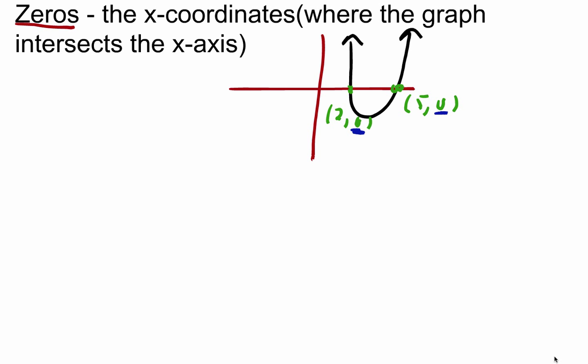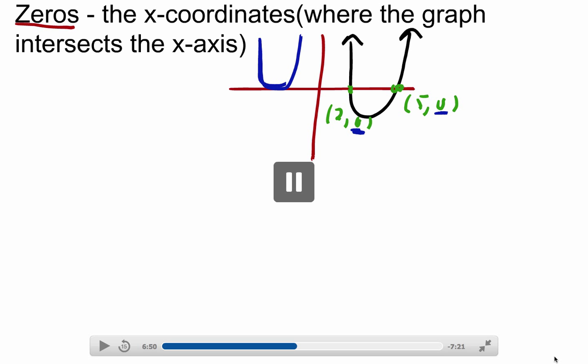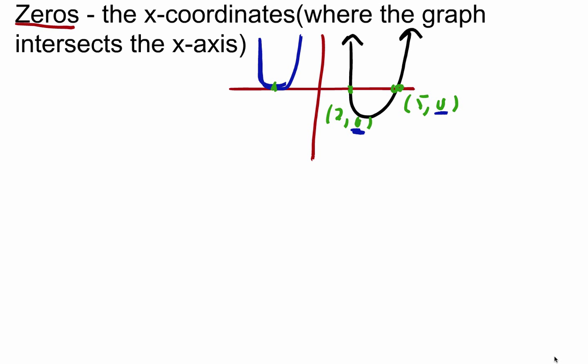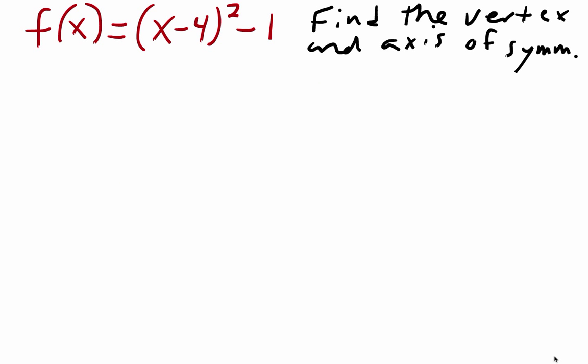If I had an equation or a graph that only touches the x-axis in one spot right there, that would be one root or one solution. Or I could even have a parabola that has no solutions because it's not touching the x-axis at all.